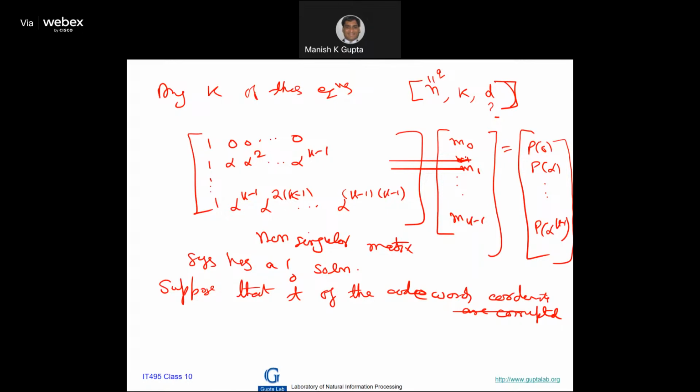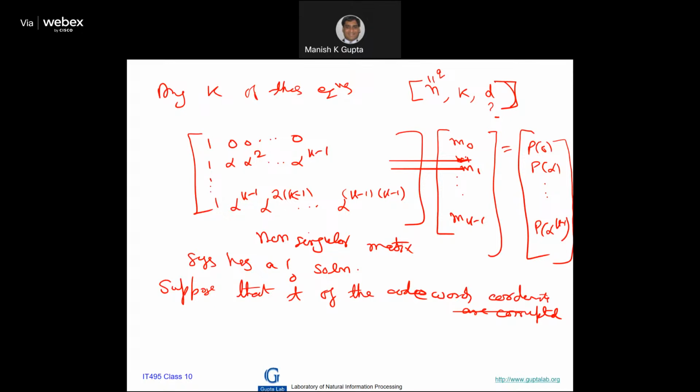So M0, M1, up to MK minus 1 is mapped to C0, C1, up to CQ minus 1. That is a code word, right? Now, out of those Q bits, T bits are corrupted. So this equation will also have a problem, and we will not be able to solve it. So what can we compute here?